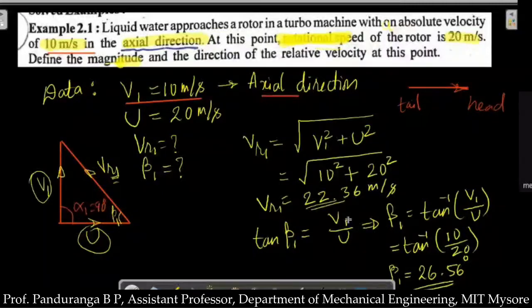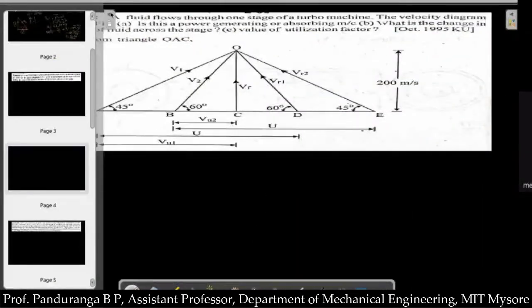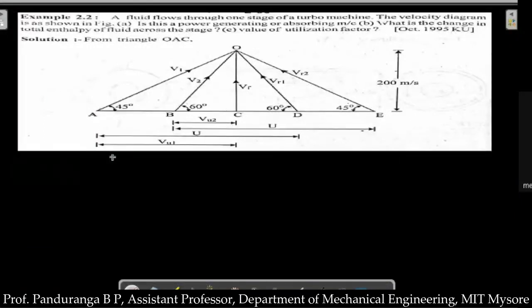This is a very simple problem. You will not encounter these kind of problems in the exam. Here, is the problem visible properly?